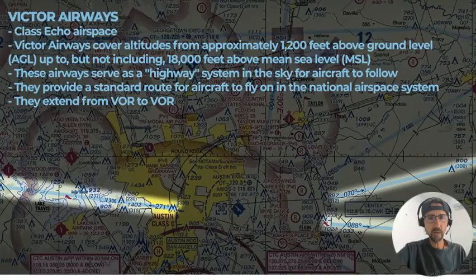Victor Airways have a separation there, Class E airspace, basically from 1,200 feet up to 18,000 feet and 4 nautical miles on either end. That's that Class E airspace protected. Once again, that's Victor Airways for IFR operations, and that's basically like highways in the sky. So we need it protected.